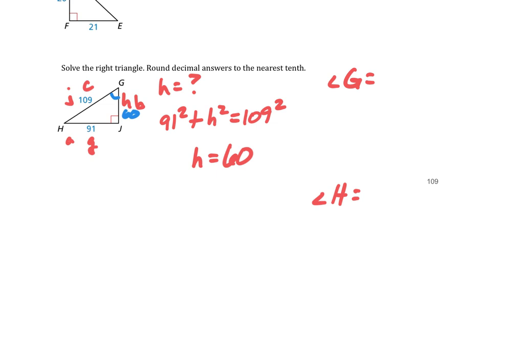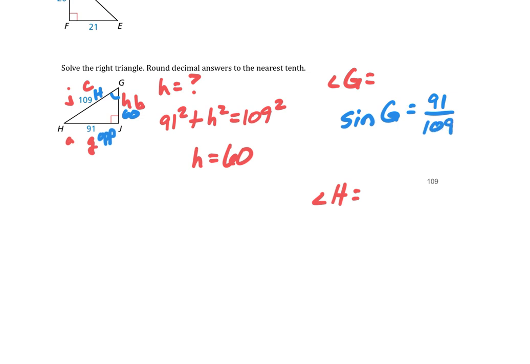So from angle G, 91 is opposite. 109 is the hypotenuse. So we have O and we have H. Which trig function uses O and H? Sine. So we're going to go sine of the angle, which is G, equals opposite, which is 91, over hypotenuse, which is 109.